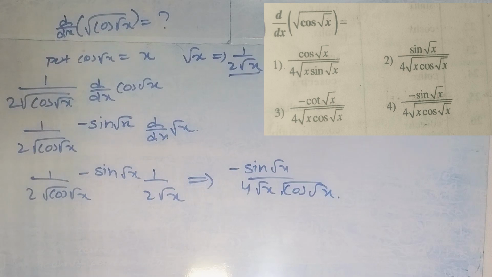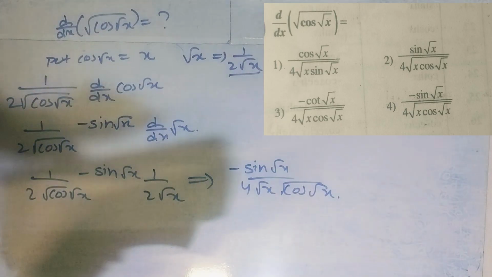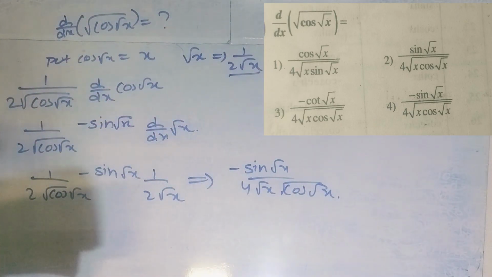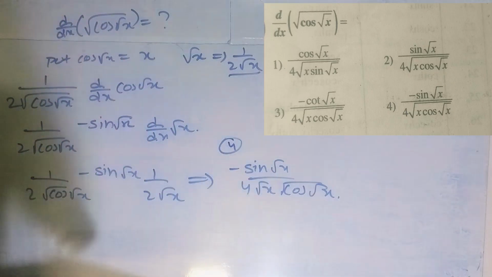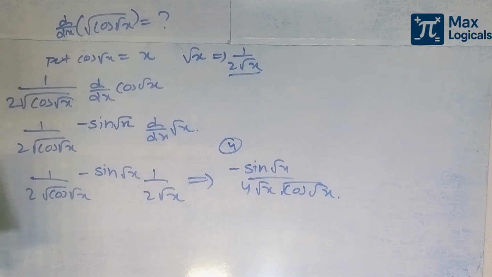Now check the options. What is the first option? The first option is cos root x, which is a wrong answer. The second option doesn't have the minus. In the fourth option we have the minus, so the correct option is 4. 4 is our right answer. Now move to the next question.